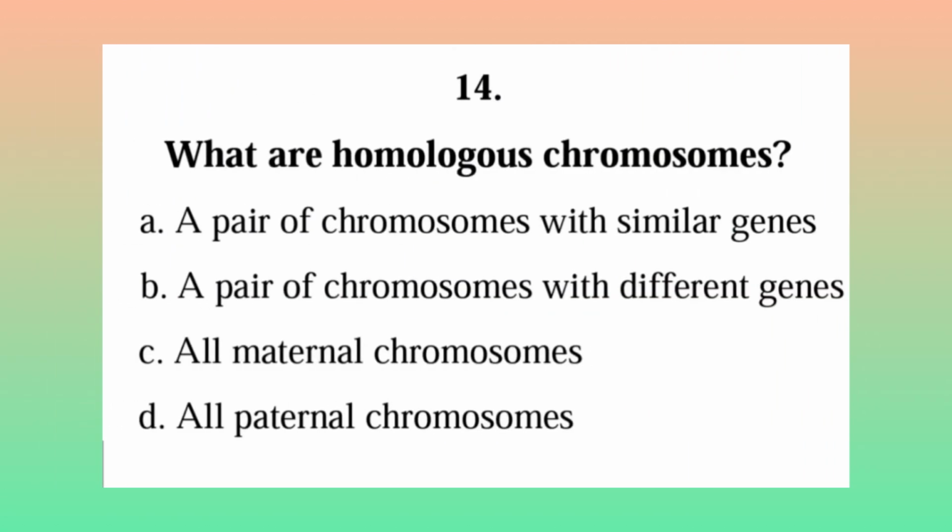14. What are homologous chromosomes? A. A pair of chromosomes with similar genes, B. A pair of chromosomes with different genes, C. All maternal chromosomes, D. All paternal chromosomes. Answer A. A pair of chromosomes with similar genes. Homologous chromosomes are made of chromosomal pairs of the same length and centromere position for the genes corresponding to the same loci. Typically, one of the chromosomes is inherited from the mother and the other from the father. For example, humans have 22 pairs of autosomes that are homologous chromosomes.